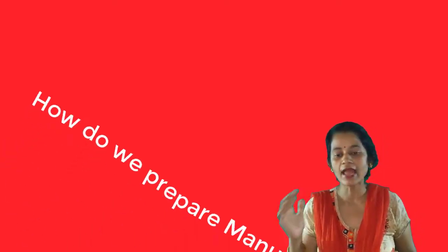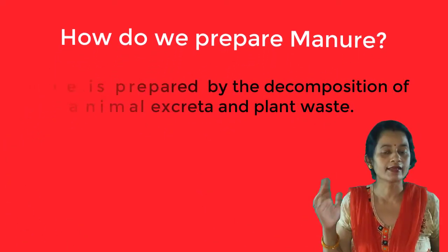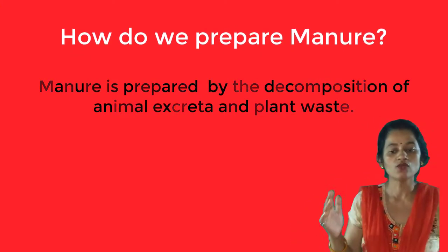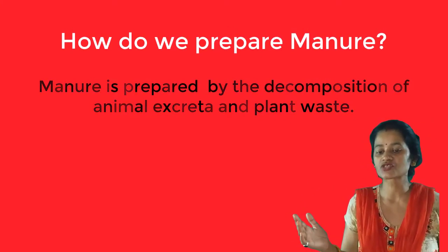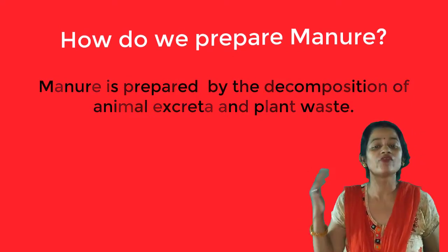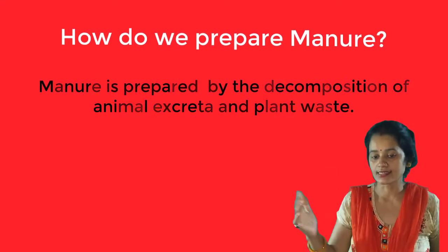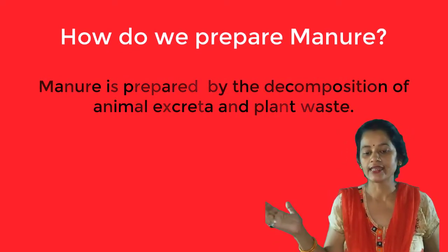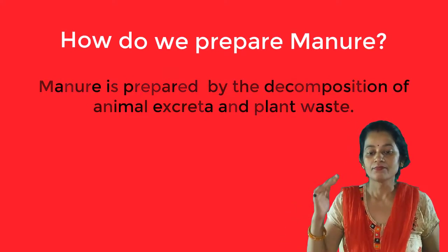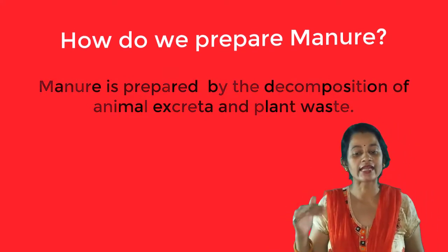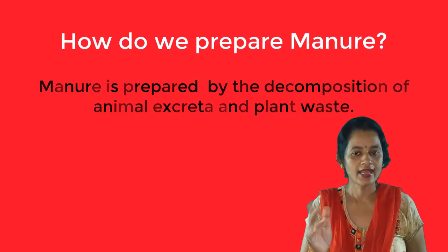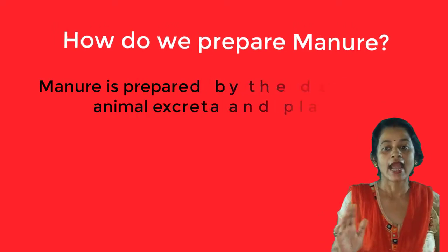Now how do we prepare manure? Manure is prepared by the decomposition of animal excreta and plant waste. Now, when it is made up of animal excreta and plant waste, it is obvious that it will consist of organic matter, because our body is made up of organic compounds. Since it is made by the decomposition of the excreta, it has a lot of organic matter. And it also has some nutrients, and these nutrients it provides to the soil.